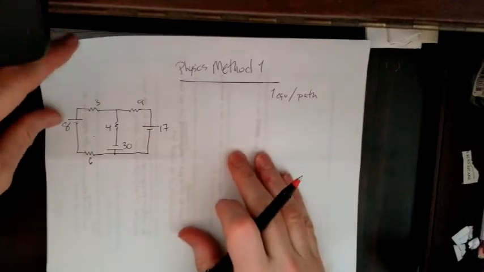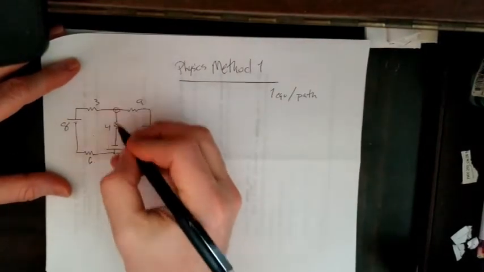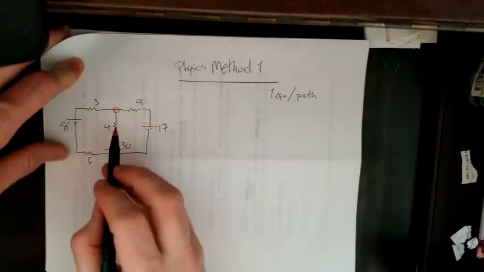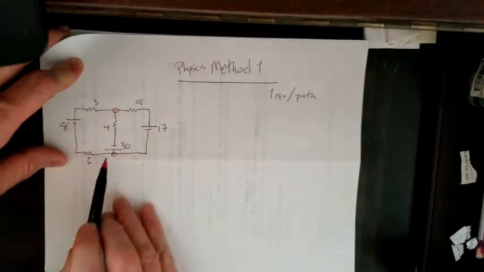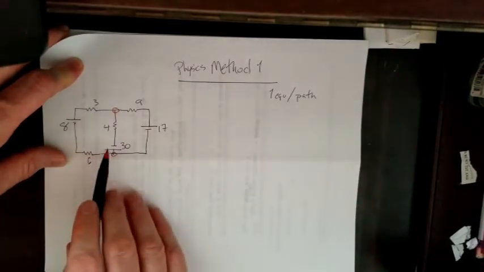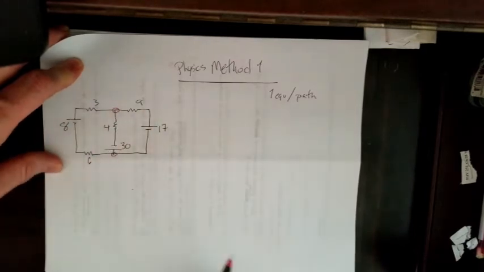When using physics method number 1, the first thing you need to do is identify the junctions. A junction is a place where the current could split. So these are the junctions, and a path or wire is connecting them. I have 3 different paths to take: the left side, middle, and right side.